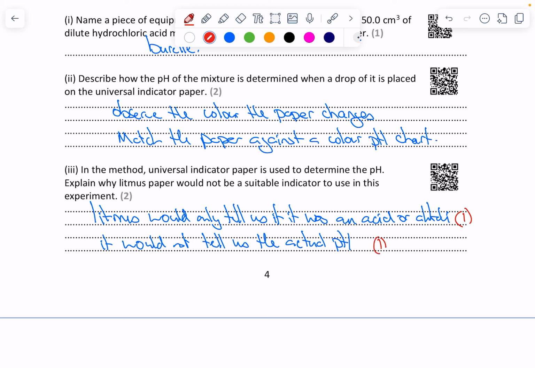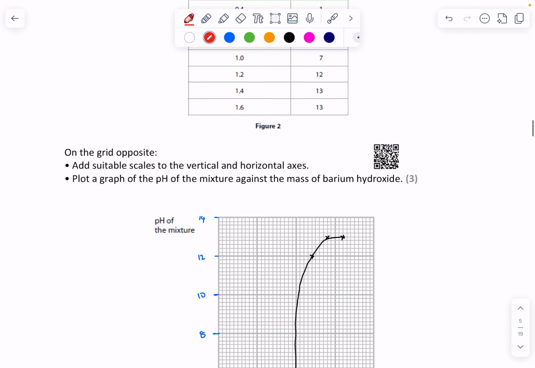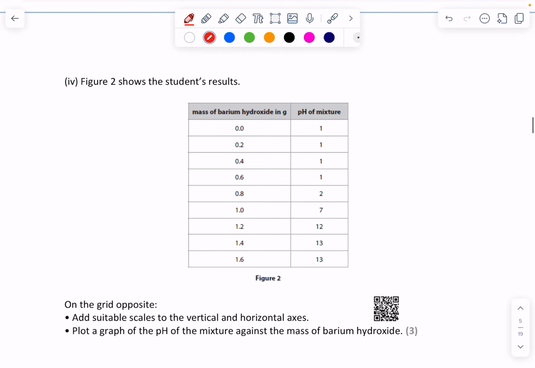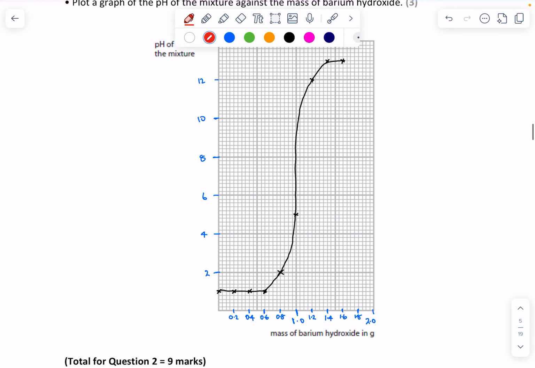Same with this one, I should have put that on. So 1 mark there and 1 mark there. Okay, carrying on. We've got a pH set of data, so pH for each one of these, and it wants us to plot this data on a graph. I've actually done this already, so you don't have to watch me doing it.